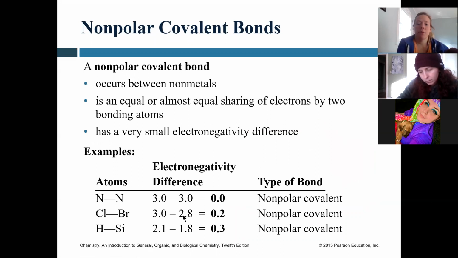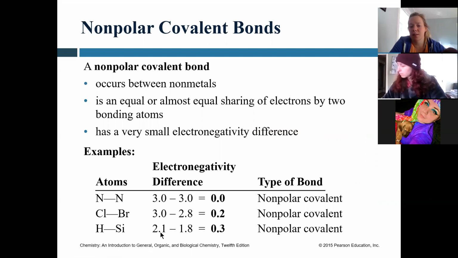So here are some examples of nonpolar covalent bonds. It's anything that has a difference in electronegativity of less than 0.4. So nitrogen and nitrogen, 3 minus 3, gives us a difference in electronegativity of 0. Hydrogen and silicon, their electronegativity is so close. The difference between them is 0.3. We would still classify that as nonpolar. They pretty much share them equally.